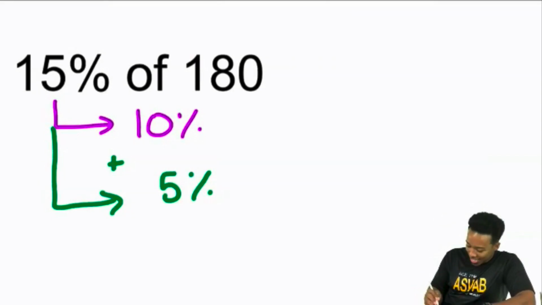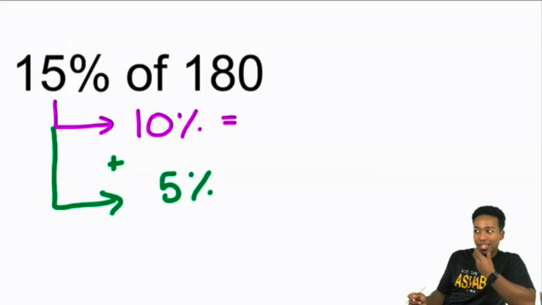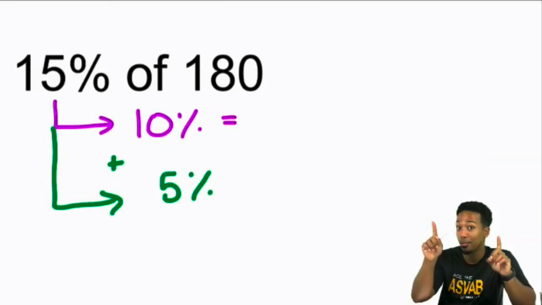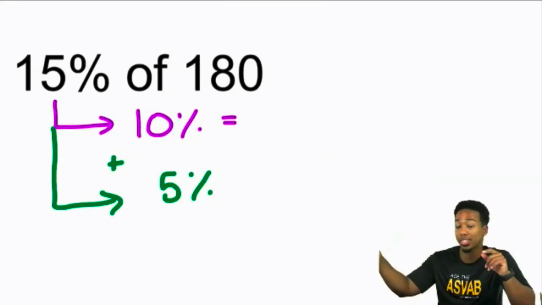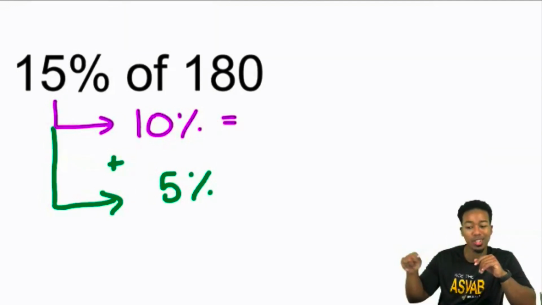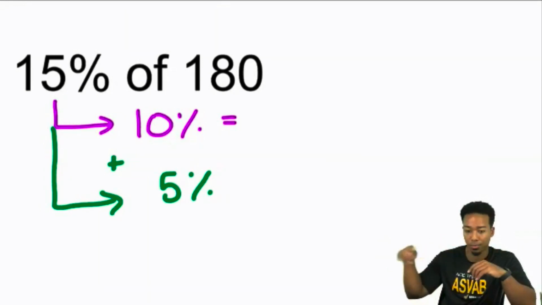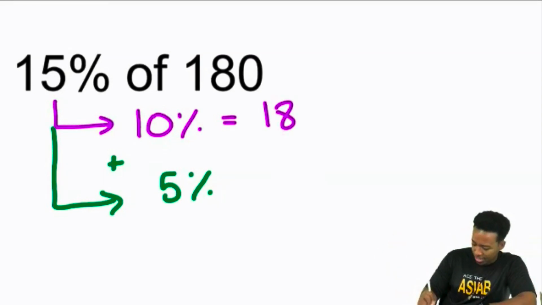Everybody, what is 10% of 180? 10% is dividing by 10. So 180 divided by 10 is just 18. Again, dividing by 10, move it once. If it's 100, move twice. Move the decimal as many zeros as you have. So 10, one time, 100, two times, 1,000, three times, 10,000, four times, and so forth. And so here, that's 18.